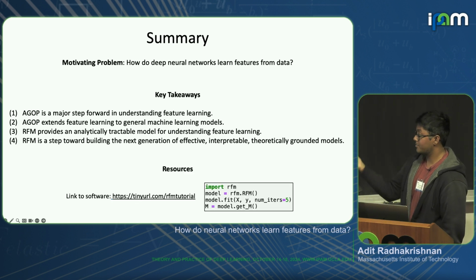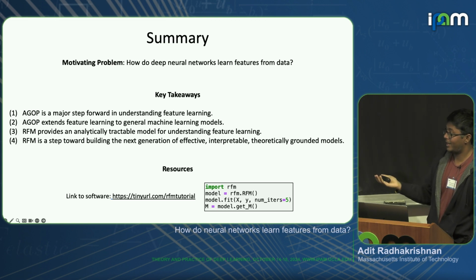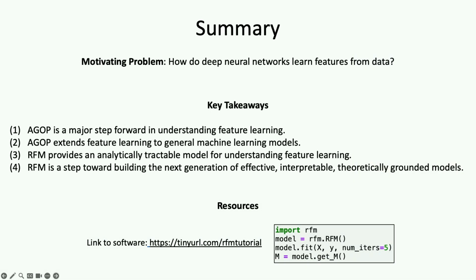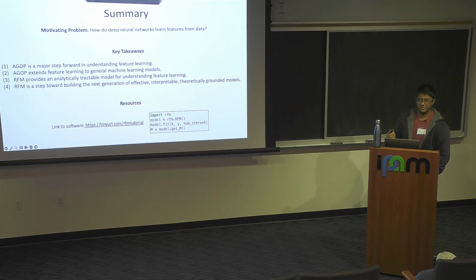And maybe one quick resource I wanted to share is just a link to software. We've packaged RFM in a very simple way, and there's a Jupyter Notebook tutorial for this. Given a model, this fit function will just fit a Laplace kernel and take its AGOP, and you can control the number of iterations, regularization, a number of things. And M is just the feature matrix, so you can get the feature matrix through training.